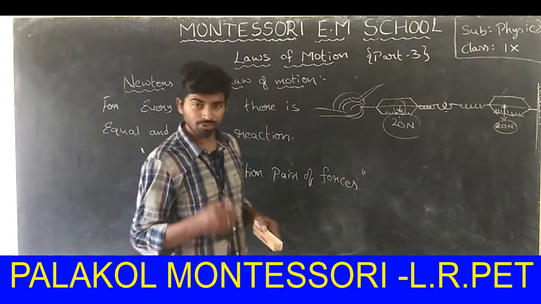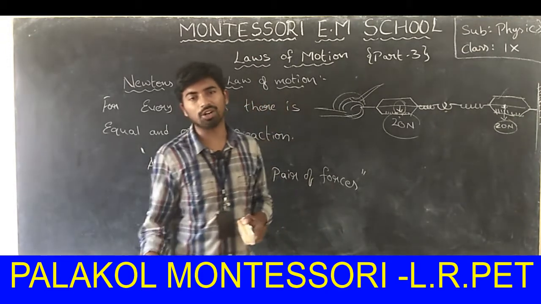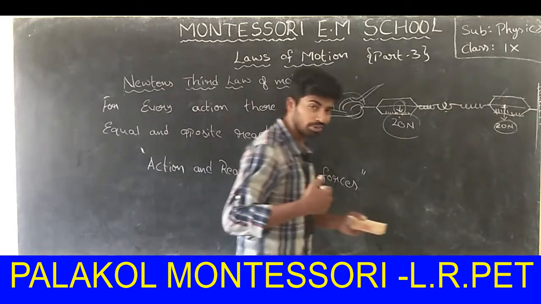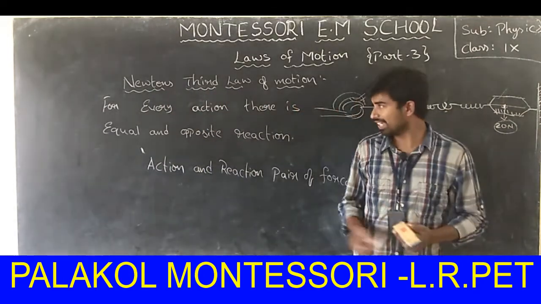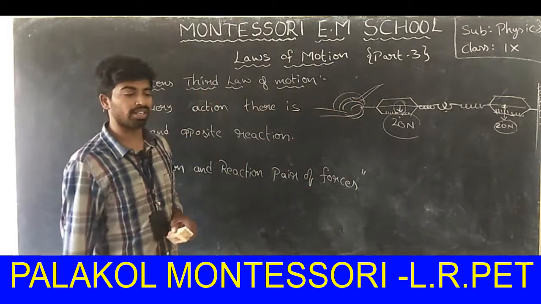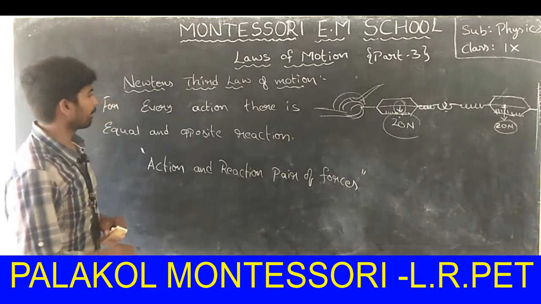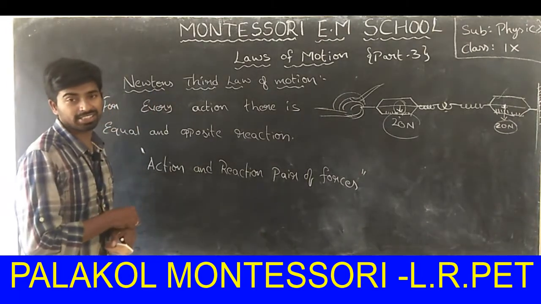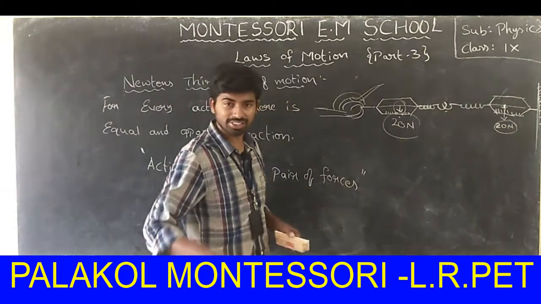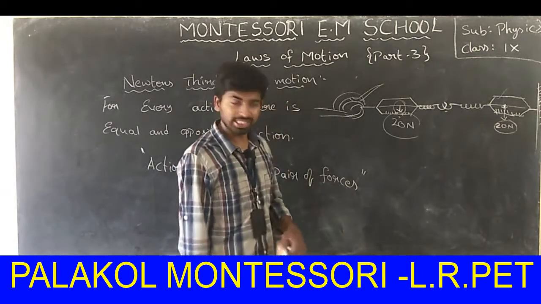If you apply force on the ground with your leg, the ground will apply force on you. That's why you move in the forward direction. So Newton's third law is related to two bodies, two objects. Let us see another example. If fishes in the water apply force in the backward direction, the fishes will move in the forward direction.